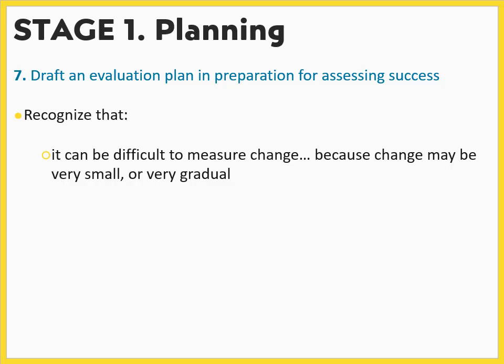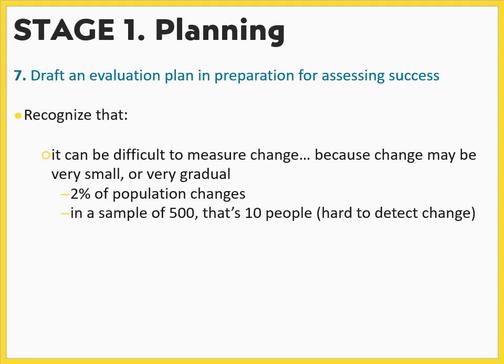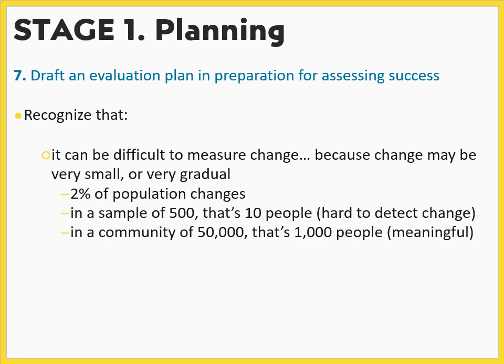Imagine, for example, that just 2% of a population changed. A research sample of 500 people would include just 10 people who made the change. But in a community of 50,000 people, that's 1,000 people who changed. Imagine 1,000 more people doing an important health behavior. Even though it's hard to capture the change in the outcome evaluation study, it really does exist.